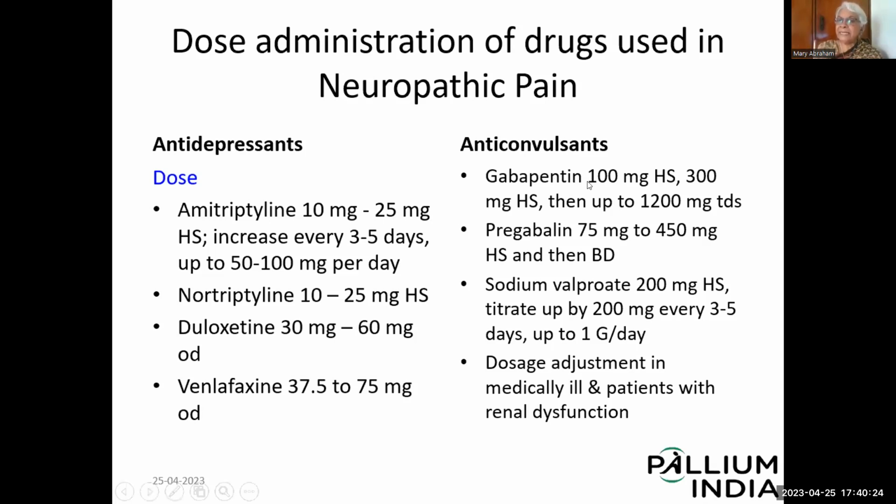And anticonvulsants, again, gabapentin, start off with 100 mg at night. Remember, give it more at night. All these drugs, I tell my patients, take it before 8 o'clock at night. Because then the drowsiness effect will wear off by the morning, and they can carry on with their normal activity. Otherwise, if you tell the patient to take a drug at night, they will take it at 11 o'clock, 12 o'clock when they're going to sleep. That's not right. These are the various drugs that you can give. Remember, all drugs you must adjust for medically ill patients and those with organ dysfunction.